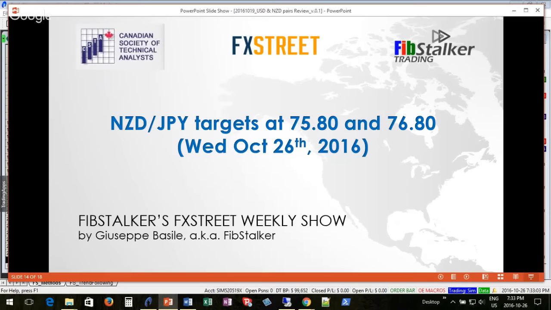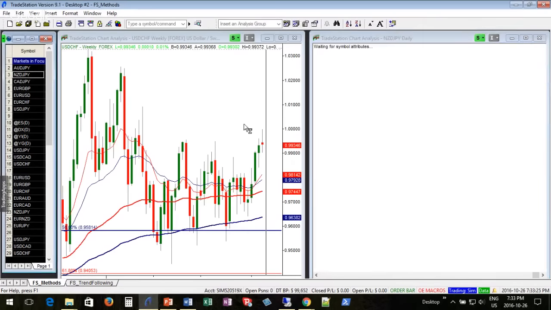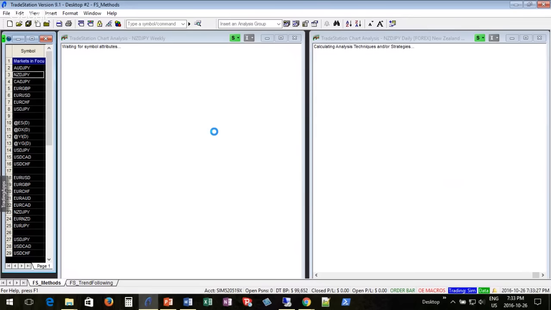Okay, the final market I want to review today is the New Zealand dollar Japanese yen, which has two targets above, 75.80 and 76.80. This is a repeat of an idea that I had 2 weeks ago as well as last week, and I'm trading this like others, and actually the New Zealand dollar Japanese yen here.